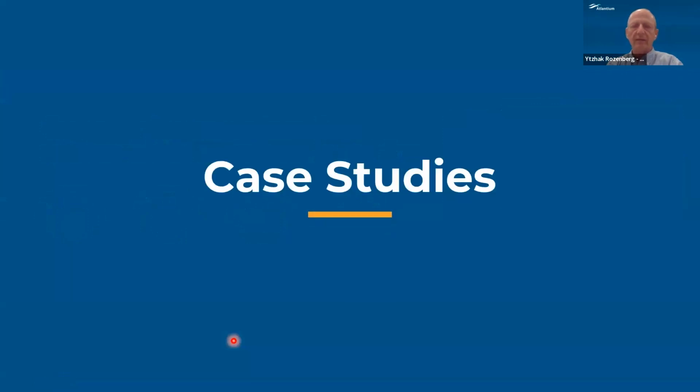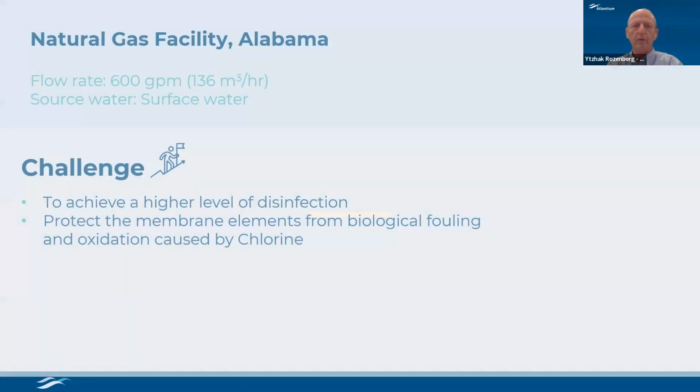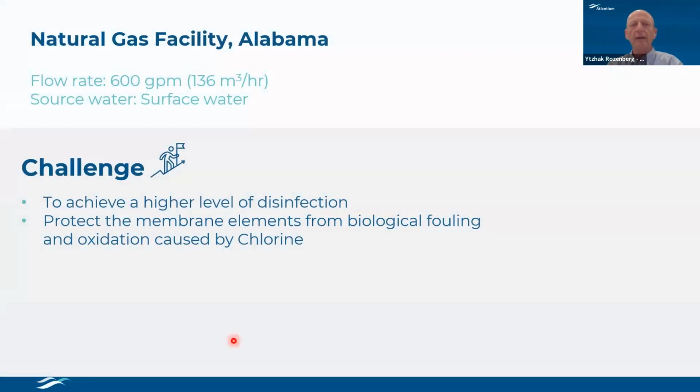Switching to case studies. We are sharing with you the following case study. The first one is a natural gas facility in the USA. The flow rate is 600 GPM or 136 cubic meters per hour. The source water is surface water, and the goal was to provide a high disinfection level and knock down the free chlorine before the RO.